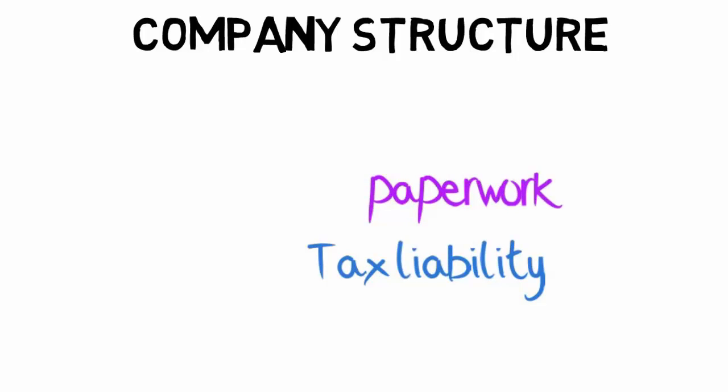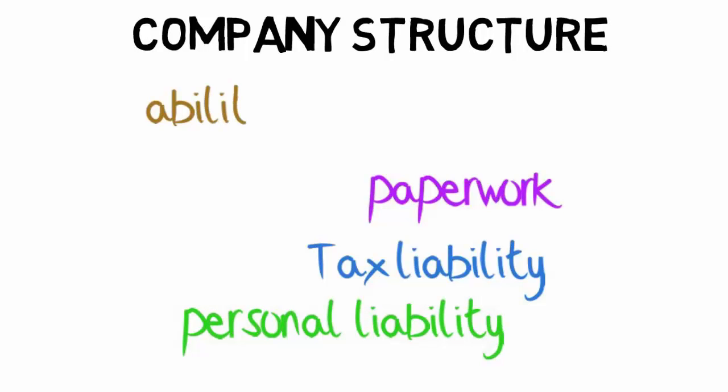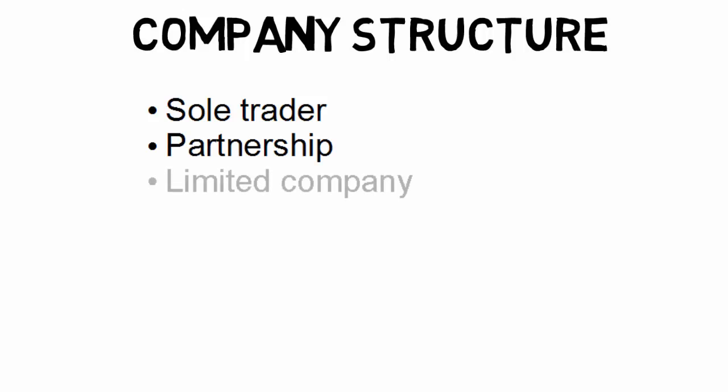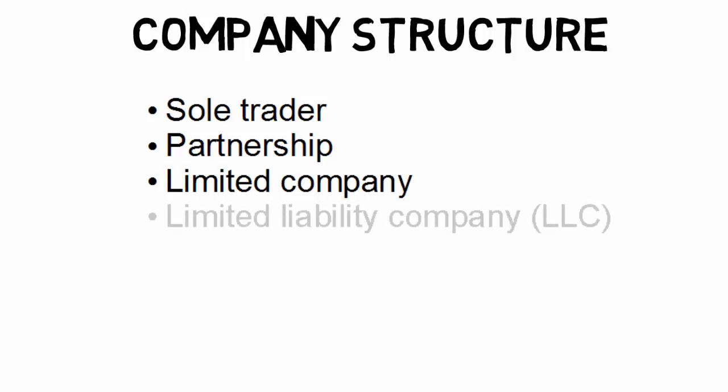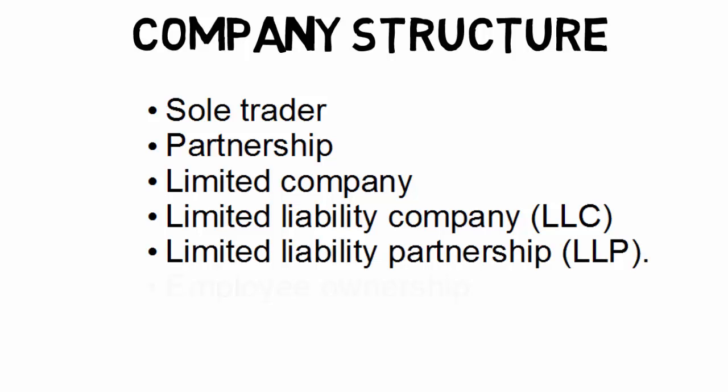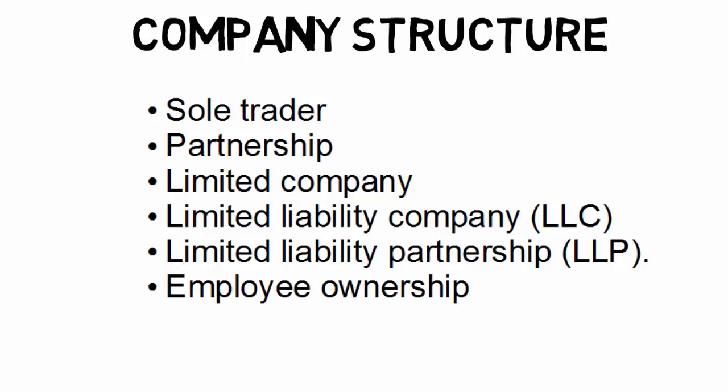The legal structure you choose for your company influences the liability for tax, the paperwork your business has to complete, the personal liability for the directors, and your ability to raise funding for the business. So this is an important decision. Common structures are sole partner or proprietor or sole trader, partnership, limited company, limited liability company, limited liability partnership, employee ownership, not-for-profit, and charity.